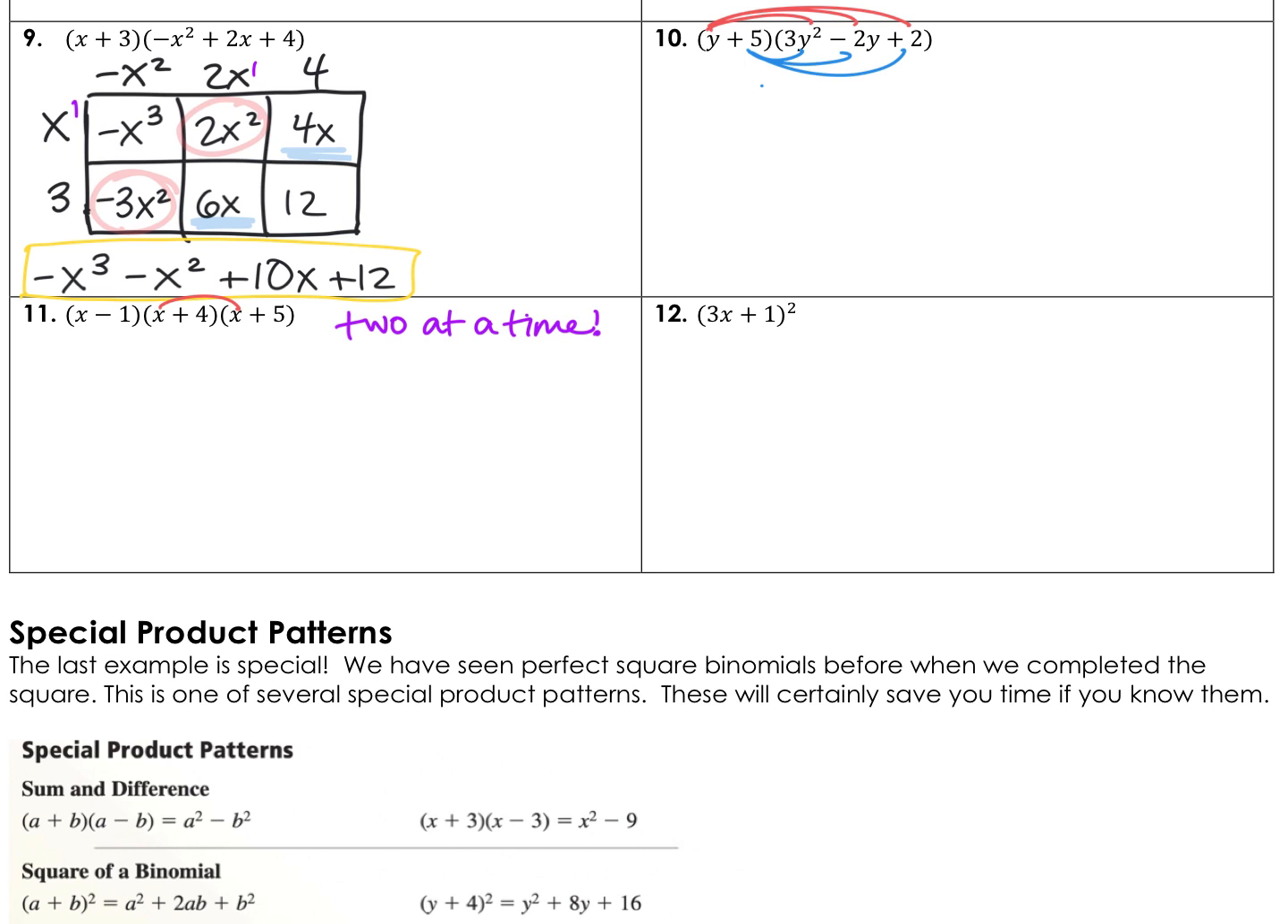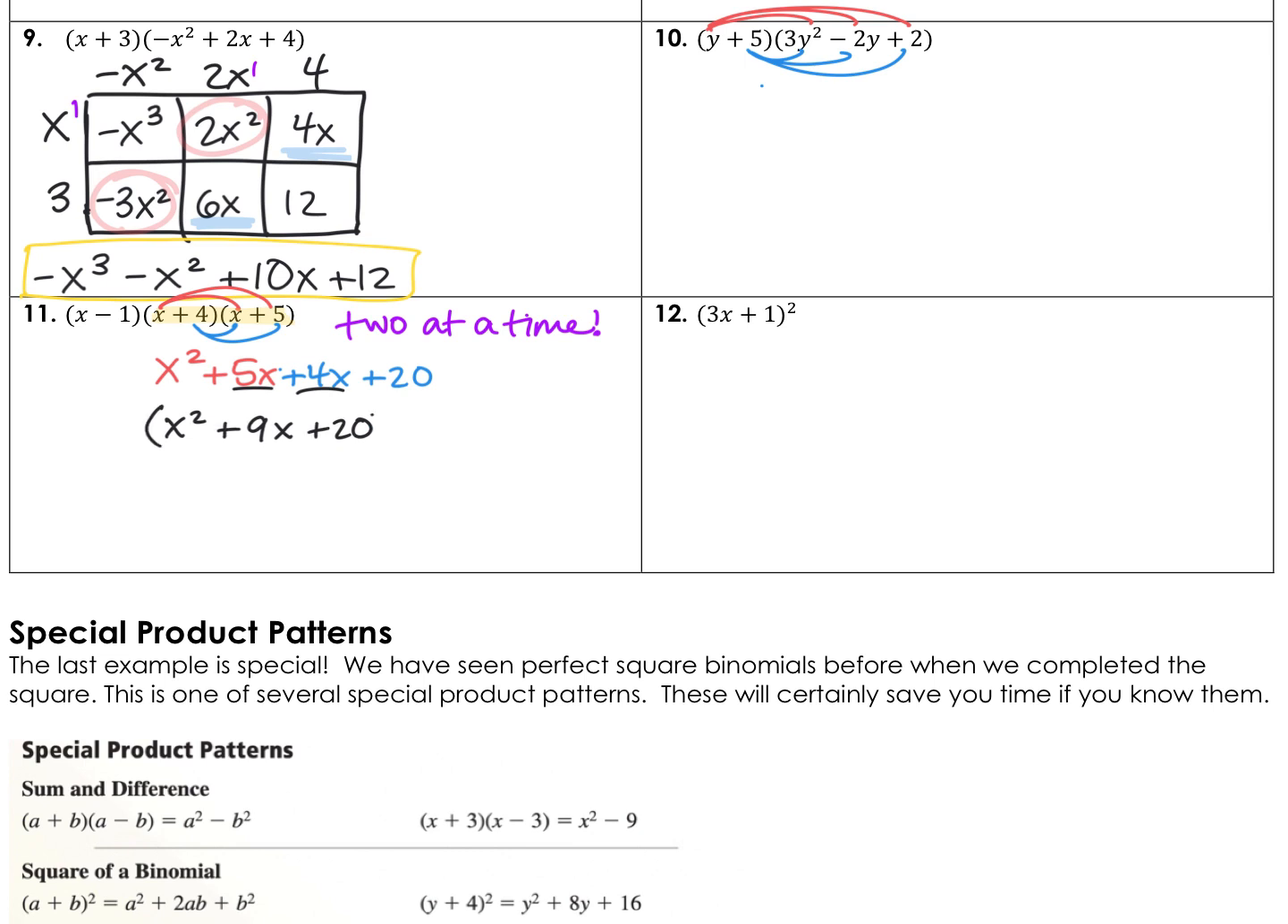I'll highlight them, sorry. These ones. X times x is x squared. X times 5 is 5x. 4 times x, switching colors, 4x. And then 4 times 5 is 20. Okay, before we do the second one, let's combine like terms real quick. So that would give me x squared plus 9x plus 20.